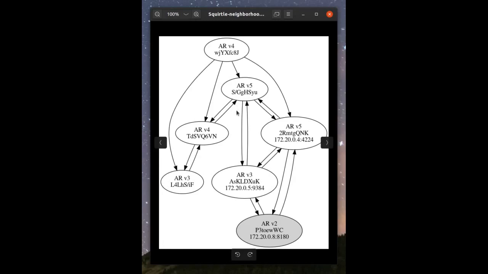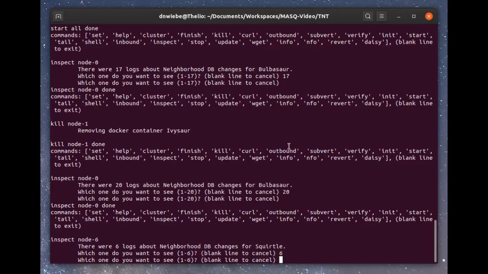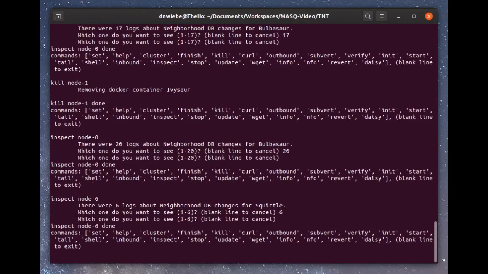Let's see if we can figure out how node 8 found out about this. All right, we're done here. Did I say node 8? I meant node 6, IP address 8. I do that a lot, I'm sorry. Whenever there are only 7 nodes started, node 0 through node 6, so if I say node 8, I'm probably talking about node 6.